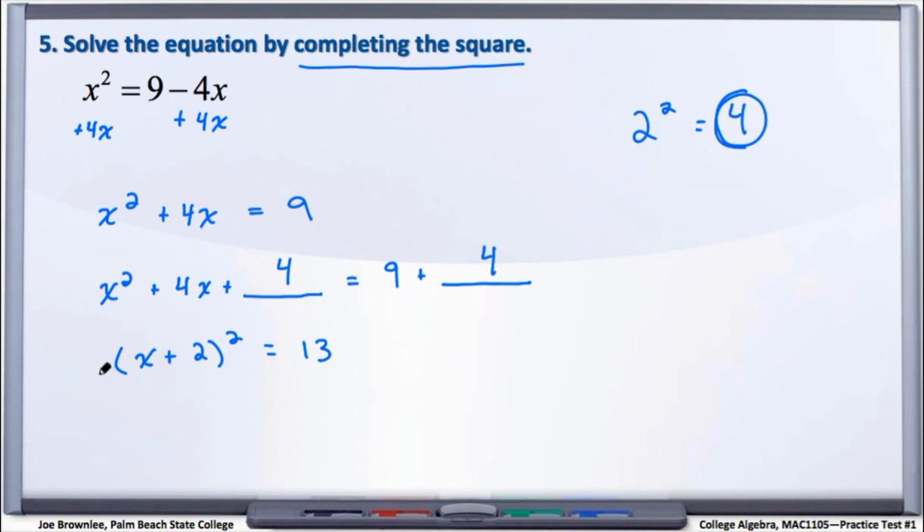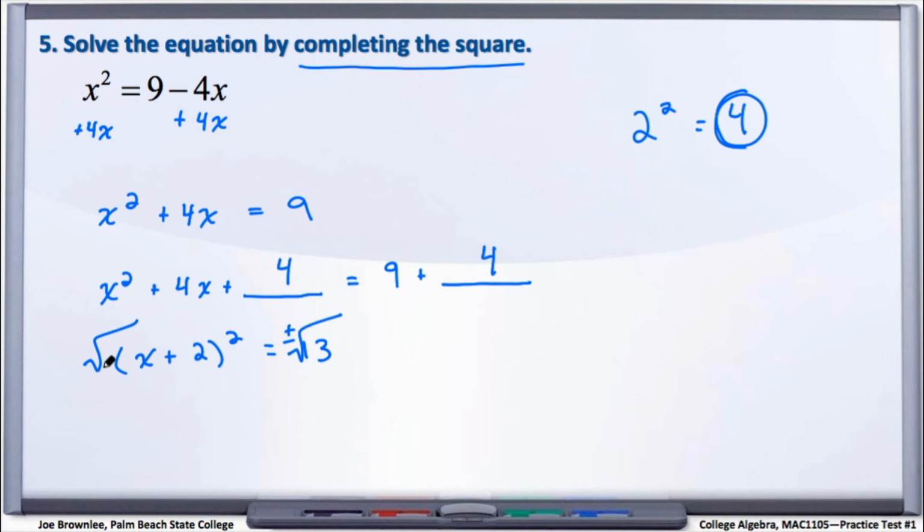And now we have something that looks very similar to questions 3 and 4, don't we? We have some quantity, in this case a binomial being squared, equals a constant. Well, what did we do with questions 3 and 4? We took the square root of both sides, remembering to include the plus or minus when you introduce your own radical.